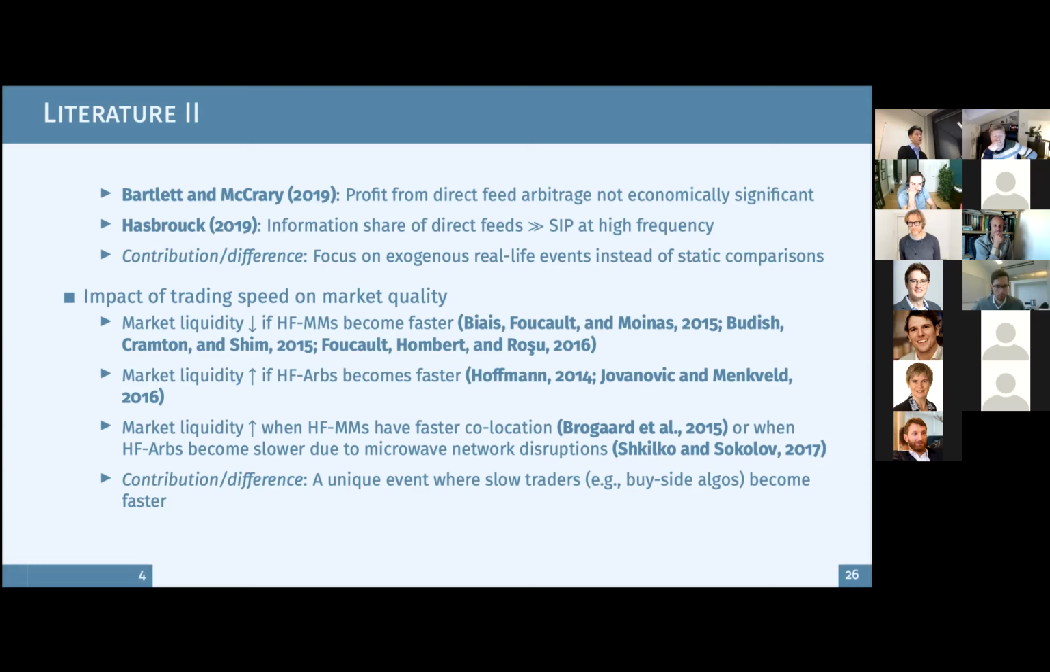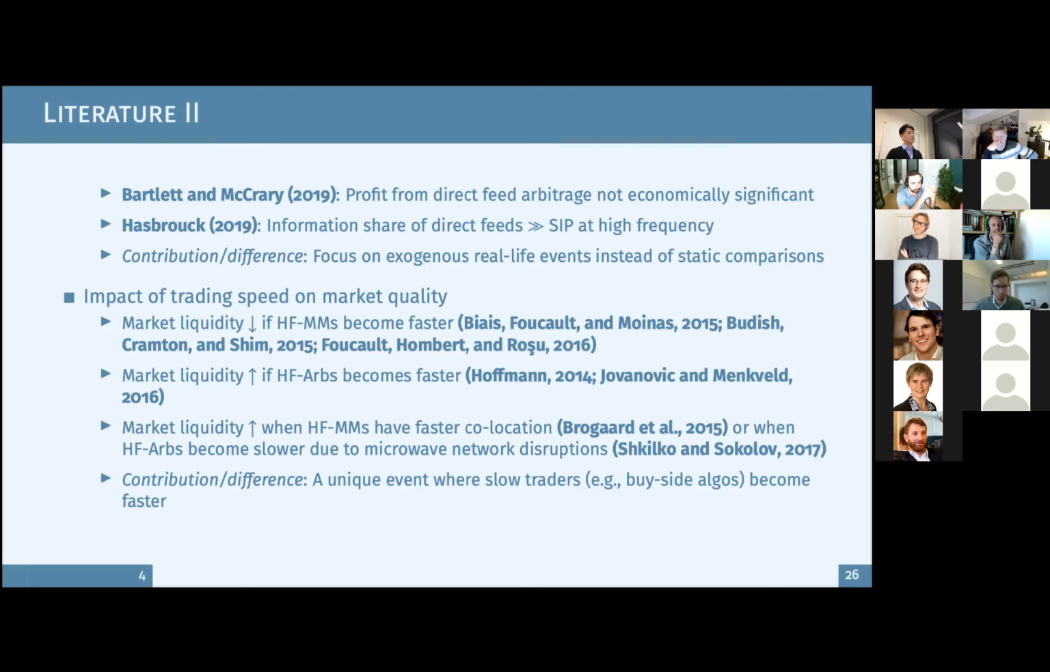The above papers look at static comparisons between the two data feeds. My paper instead looks at exogenous real-life events rather than comparing these two data feeds. These are the literature on the direct feeds and also SIP feeds.